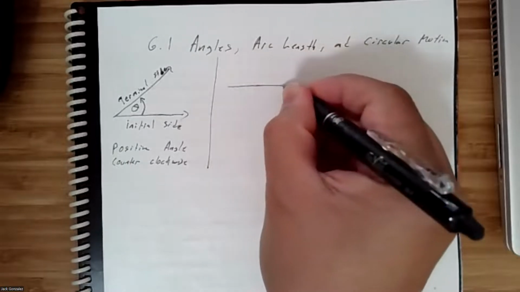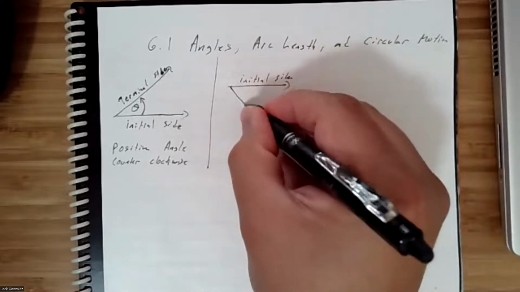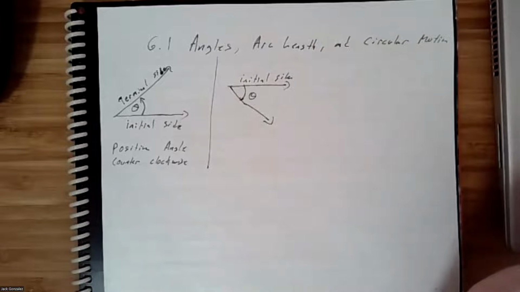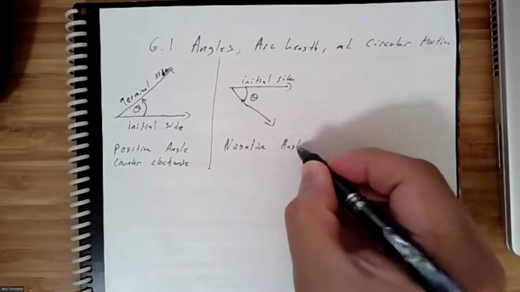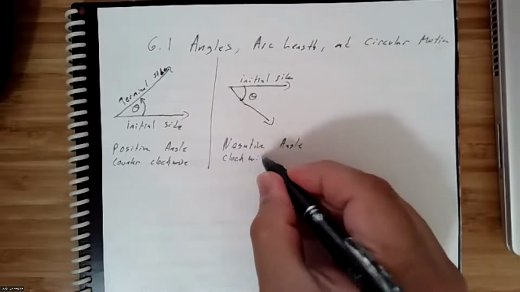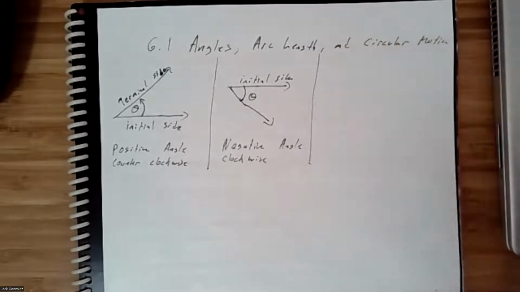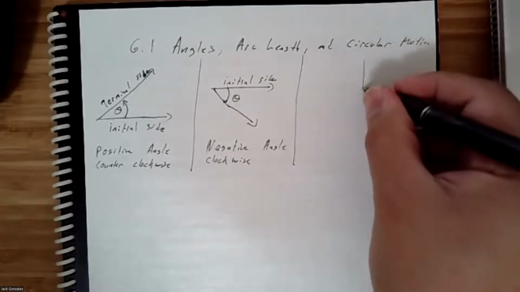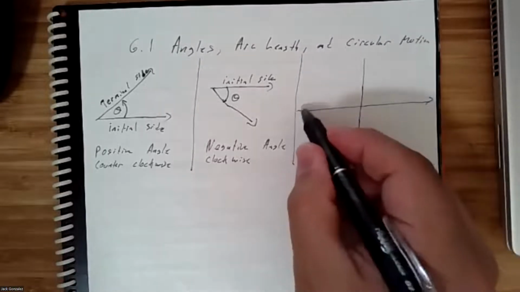Okay, now if our initial side is over here, again, usually the same location, but our angle is going in this direction. Some theta distance. This is going to be a negative angle. I know it's kind of weird, but that's how it is. Clockwise is negative. Okay. Now one more note for the 4 quadrants. I'm sure you're already familiar, but just so you remember.